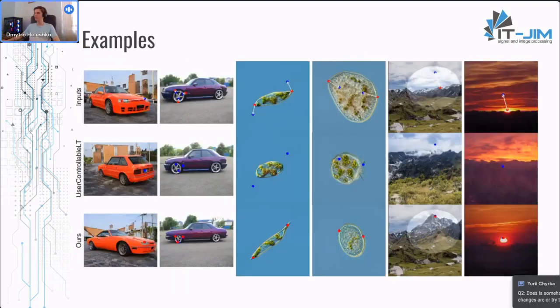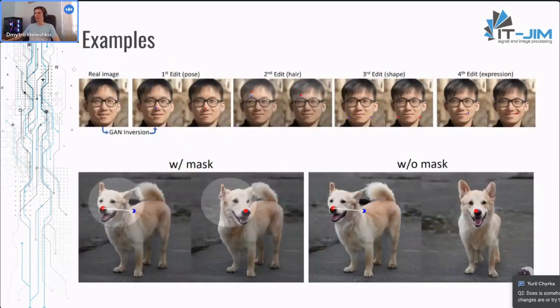Here are some more examples with different objects. And here, in the second row, we can see how the presence of a mask influences the results. And in the first row, we can see examples of pose, hair shape, and expression editing. And also, because this solution works only with GAN-generated images, they use GAN inversion to create a copy of a real image to edit it later.